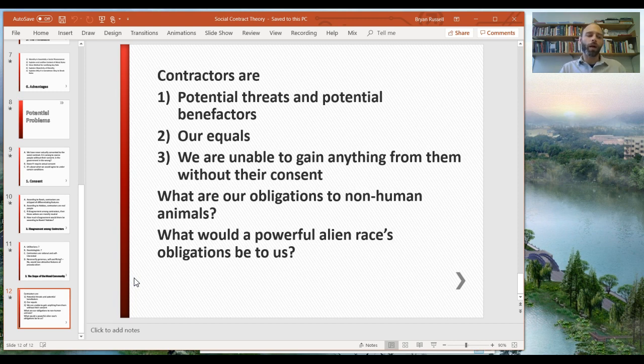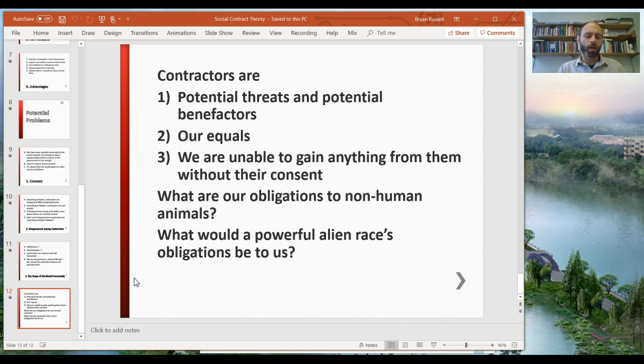So why is that a problem? Because social contract theory leaves out beings which are especially vulnerable. So non-human animals, and marginalized populations that don't have the collective power to be a threat. And it licenses the exploitation of these groups, and that's very problematic.